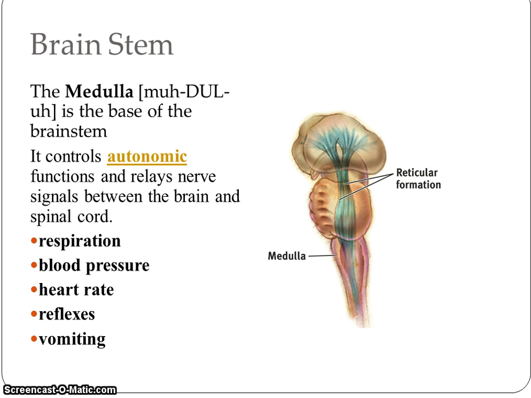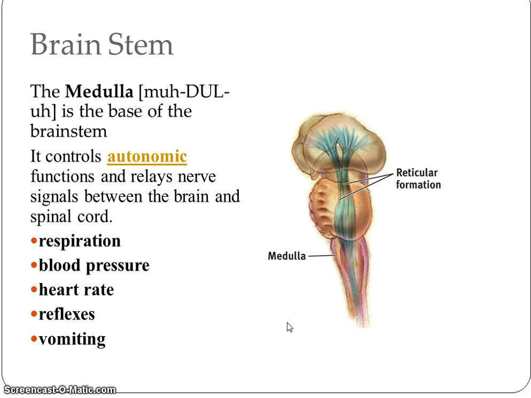The medulla is at the base of the brainstem. You can see it right here. You've got the brainstem extending from the spinal cord, and the medulla is at the base of this brainstem. It controls automatic functions and relays nerve signals between the brain and the spinal cord. The medulla is specifically involved in respiration, blood pressure, heart rate, reflexes, and vomiting.